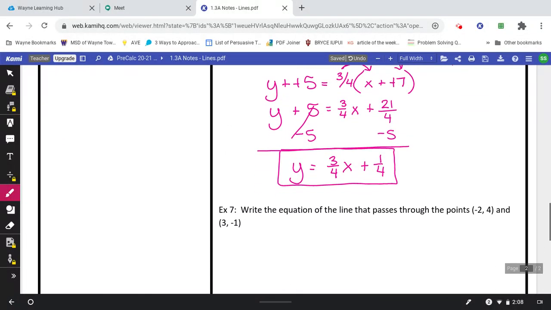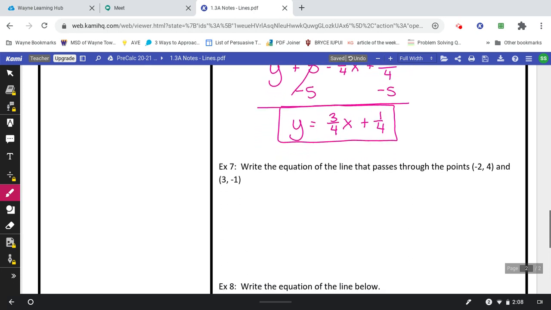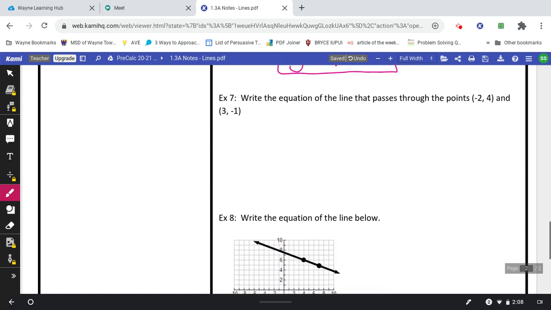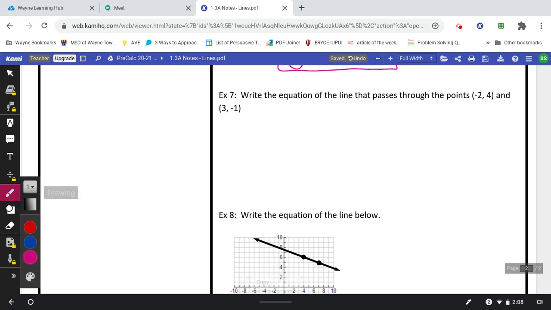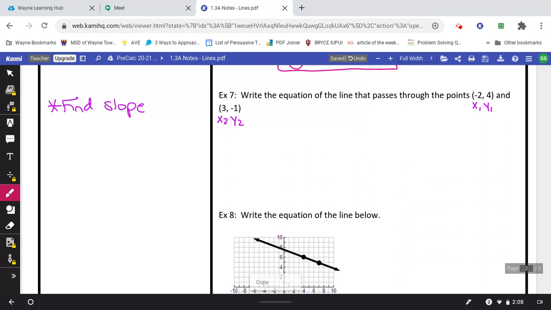All right, let's take a look at the next one, example number 7. So for example number 7, I noticed that I don't have the slope anywhere. In fact, they've only given me 2 points to deal with. So my 2 points are going to be labeled as x1, y1, and x2, y2. And if I want to do anything with this, I have to find the slope first. Because without the slope, I can't do anything else. Then after you find the slope, then do point-slope form.